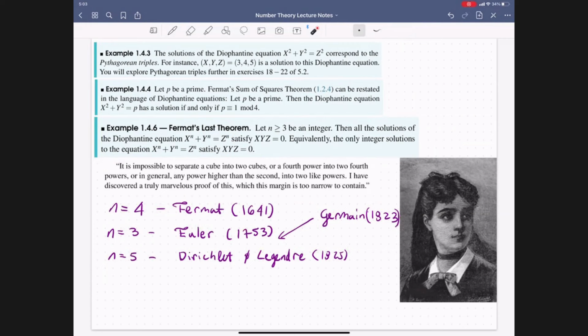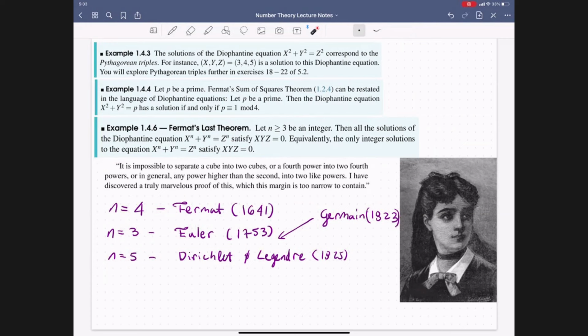But as a consequence, by having broken Fermat's last theorem into case 1 and case 2, and having proven the result for case 1 for a good collection of exponents, Dirichlet and Legendre only had to work on the n equals 5 case 2 part of Fermat's last theorem. And that's what they did. So when we say that Dirichlet and Legendre proved the n equals 5 case, they proved the second case. But the first case is due to Germain.